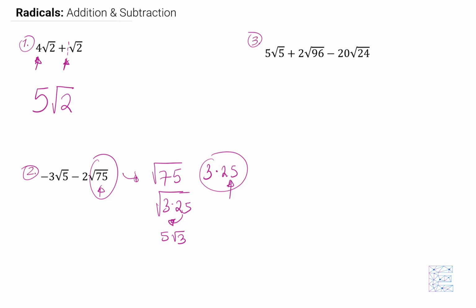Now, remember, however, that this term had a negative 2 in front of it. So this 5 that went out really has to multiply this negative 2 that was originally on the problem. So I'm going to rewrite this as negative 3 root 5 because nothing changes on the first one. However, the second one is negative 2 times 5, which is negative 10 root 3.